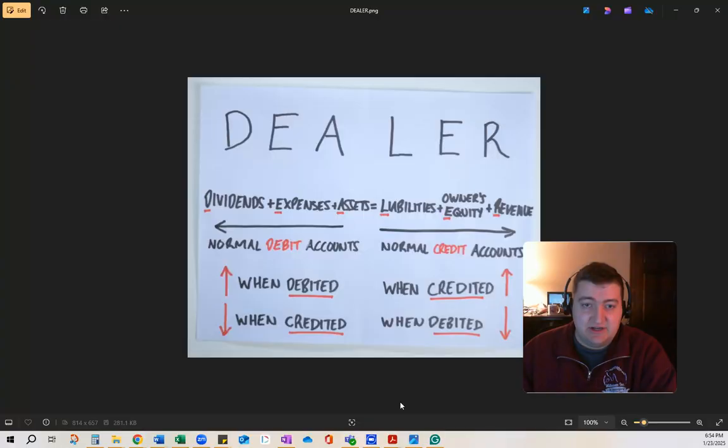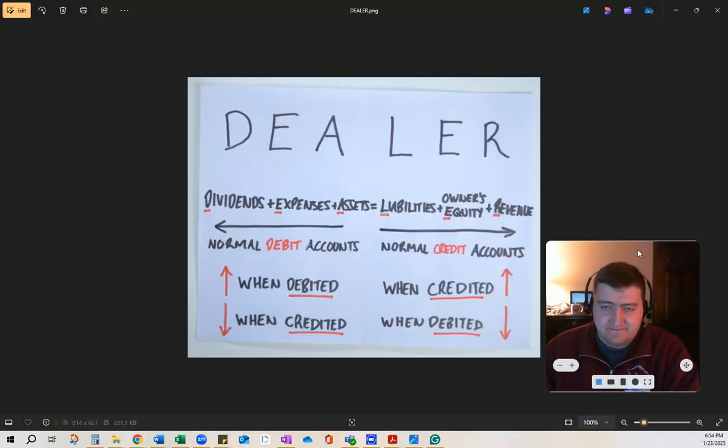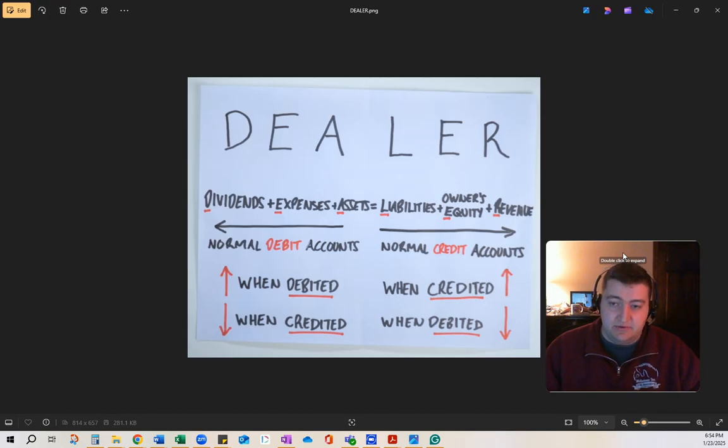This was just a little mental trick I found that really helped me remember which accounts are credits versus which accounts are debits, what is normal for those accounts, and what increases them. And that's what I consider a clever little acronym, DEALER, right? On the left side of that equation it's dividends plus expenses plus assets equals liabilities plus owner's equity plus revenue.